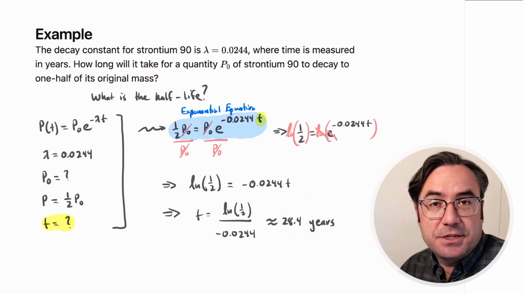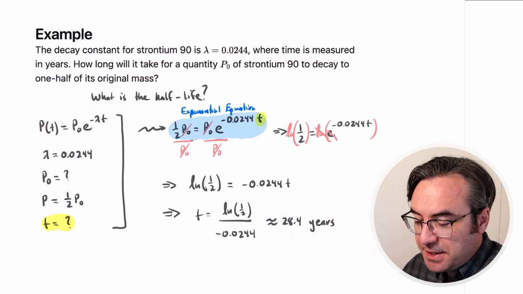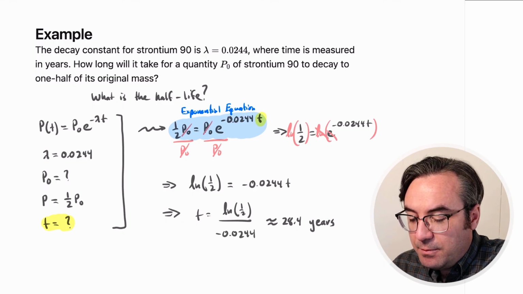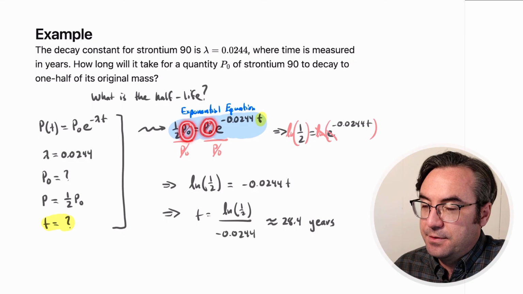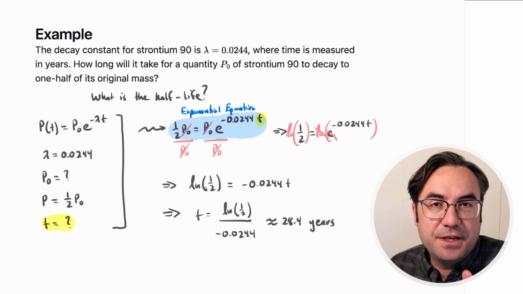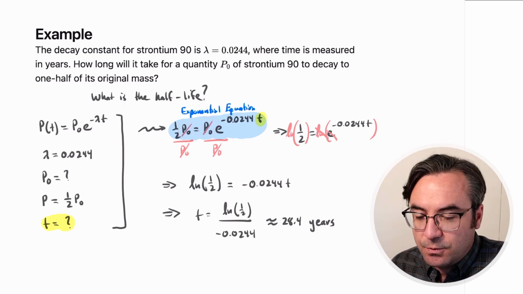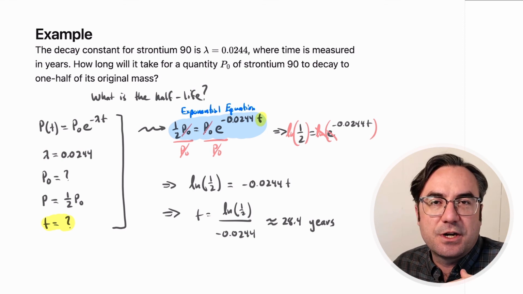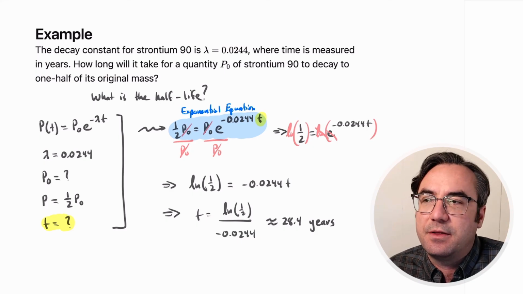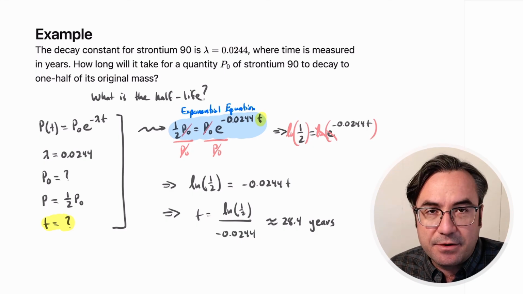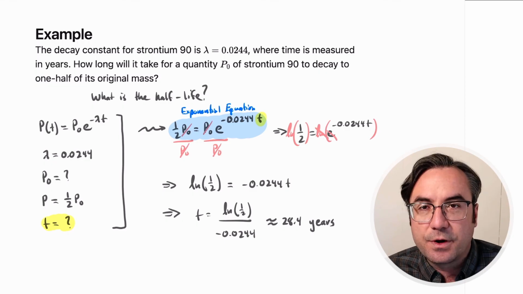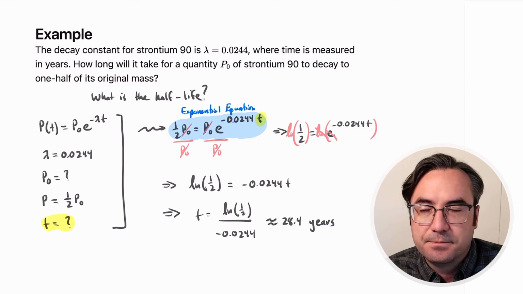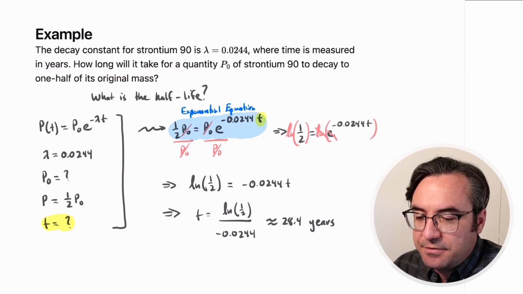So we're going to practice a few more of these in class, but this one's interesting because what this shows us is that it doesn't really matter how much material we start with. The half-life is going to be the same regardless. So whether we start with 1 milligram of our radioactive element or 1 kilogram of our radioactive element, it's going to take the same amount of time in each case for it to decay to 1/2 of whatever we started with. So that's kind of an interesting fact there.